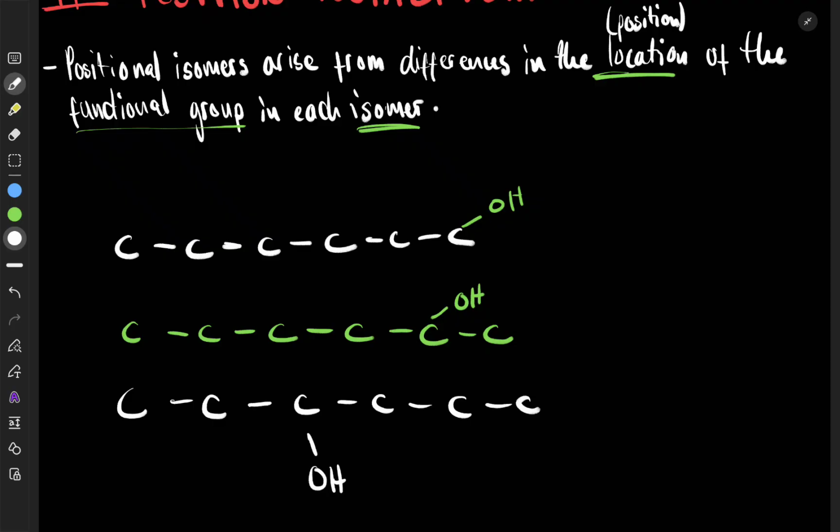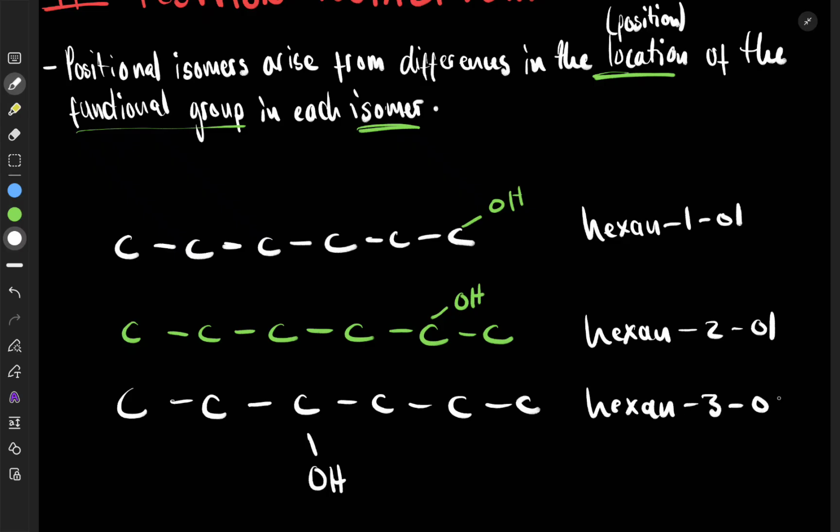So these 3 are isomers of each other because this is hexan-1-ol, this is hexan-2-ol, and this is hexan-3-ol. What is changing? The position of the OH group. So this is an example of position isomers, an example of position isomerism.